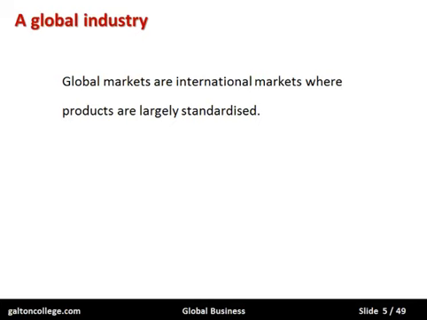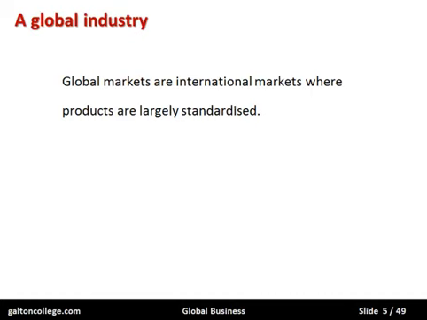Global markets are international markets where products are largely standardized. It's generally the case that a company produces a product in one market, it becomes, let's say, successful, and therefore, because of its success, it's introduced in other markets in the expectation that it will be equally successful. So global industry is trying to standardize across countries, between markets in other countries.